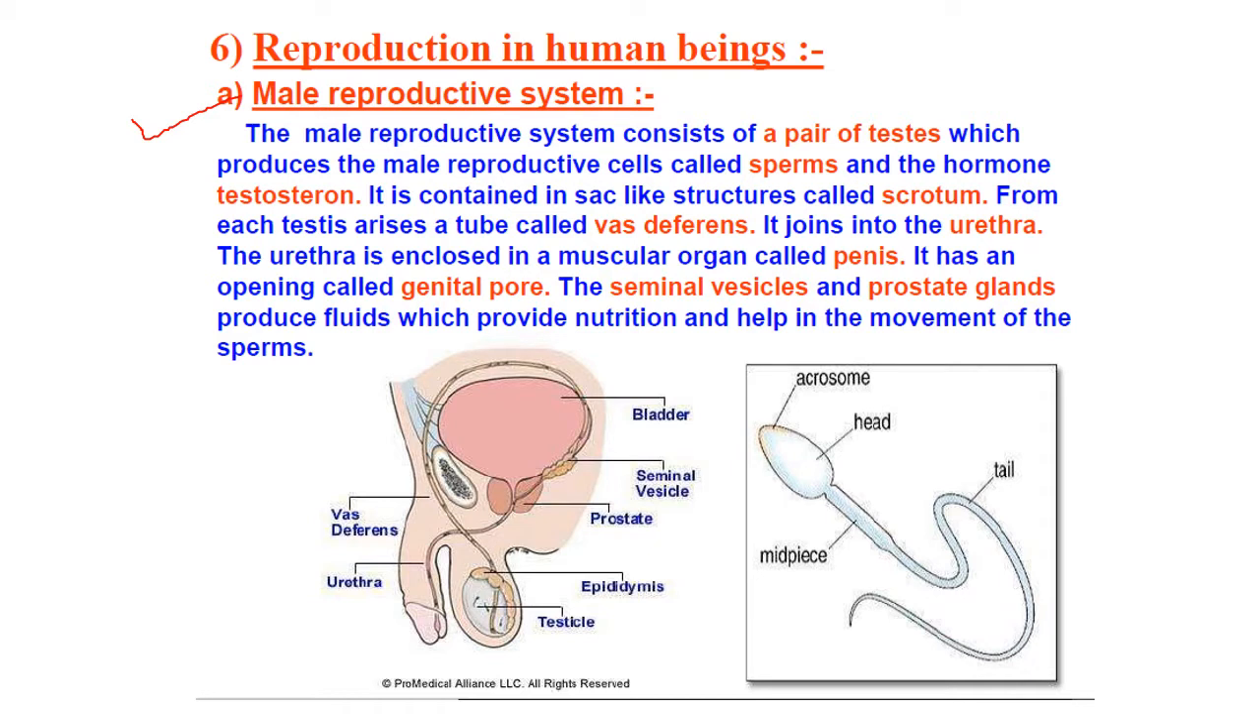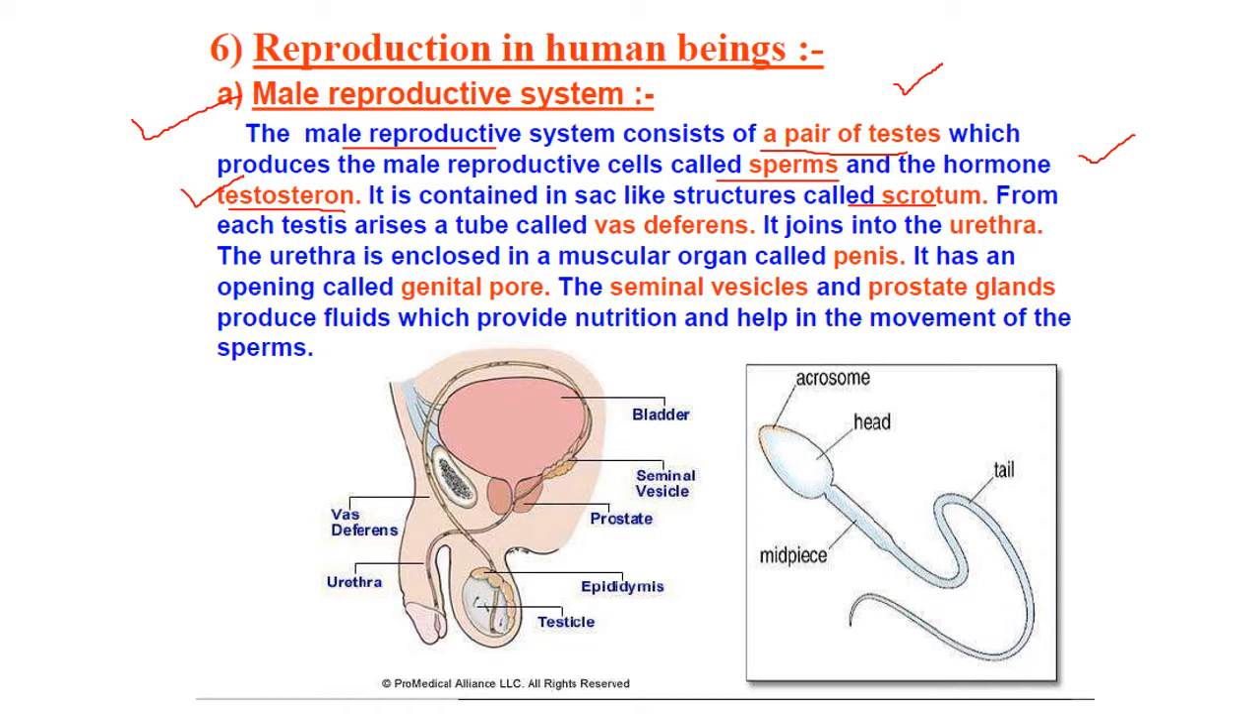The male reproductive system comprises a pair of testes, which produce the male reproductive cells called sperms. From the testes, sperms are produced, and there is also a hormone involved, called testosterone. It contains a sac-like structure called the scrotum.